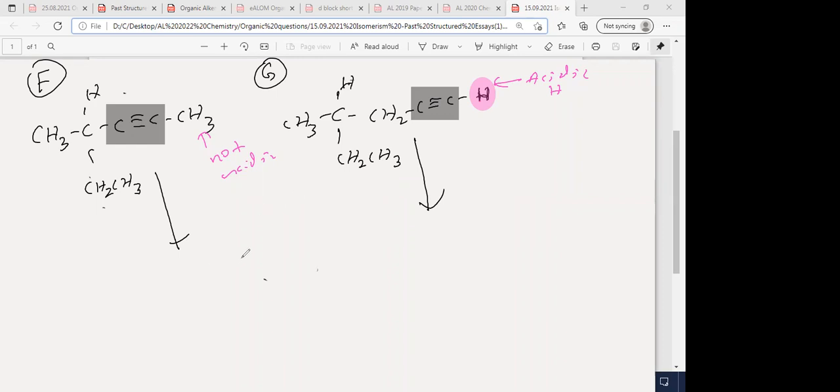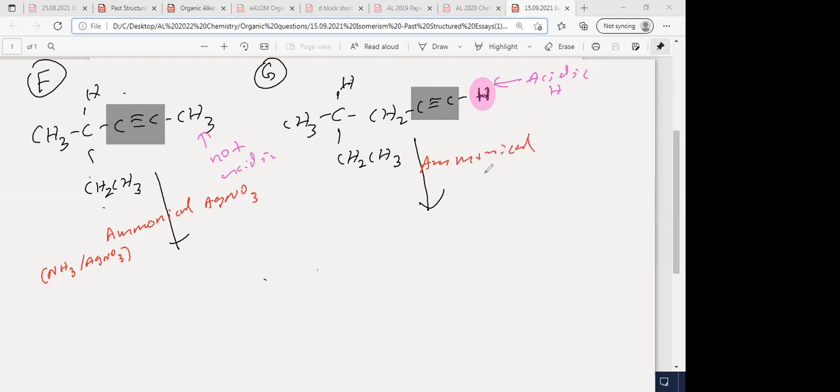Even you can put sodium. Why? Sodium will react with this one. Precipitate will form here, and precipitate will not form here. So here you can add ammoniacal silver nitrate, or you can write within brackets ammonia, aqueous, and silver nitrate. Here also you can put ammoniacal silver nitrate. From which one do you get a precipitate? From the one with acidic hydrogen.